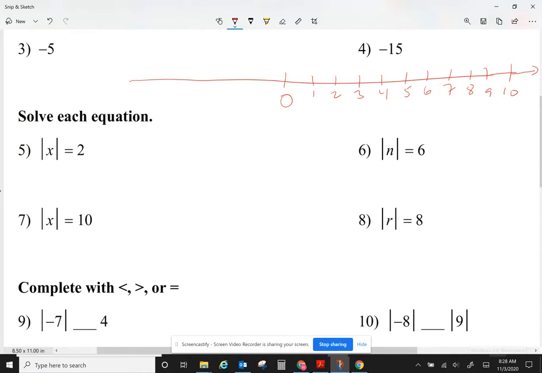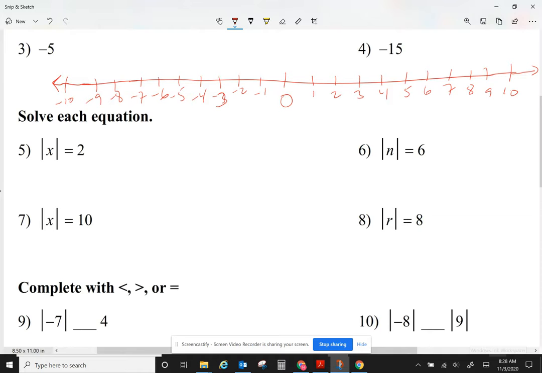Now, on the left of zero, I have my negatives. I have -1, -2, -3, -4, -5, -6. Let me go all the way to -10 as well. Like I said, I can go as far left as I need to. So I got to -10.